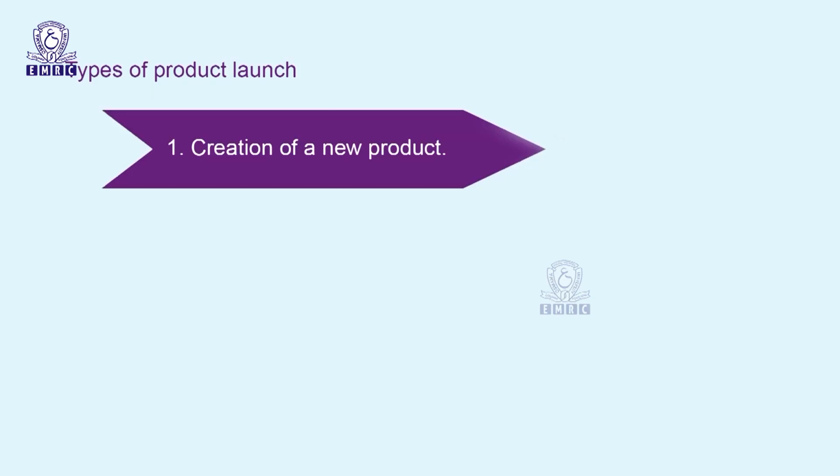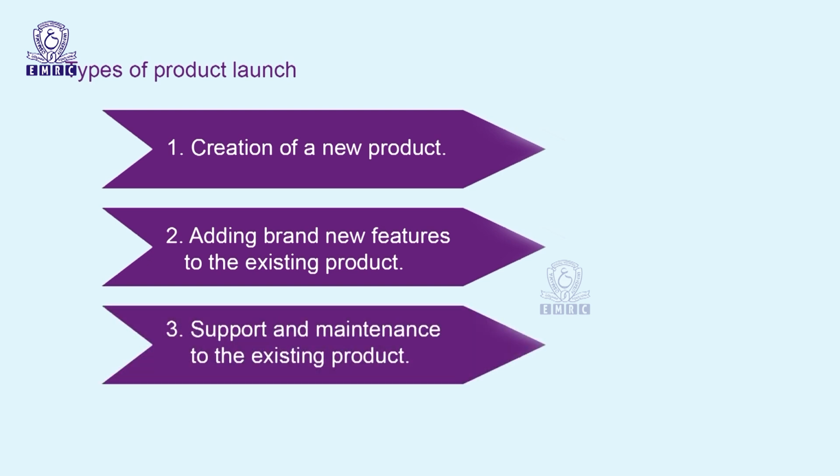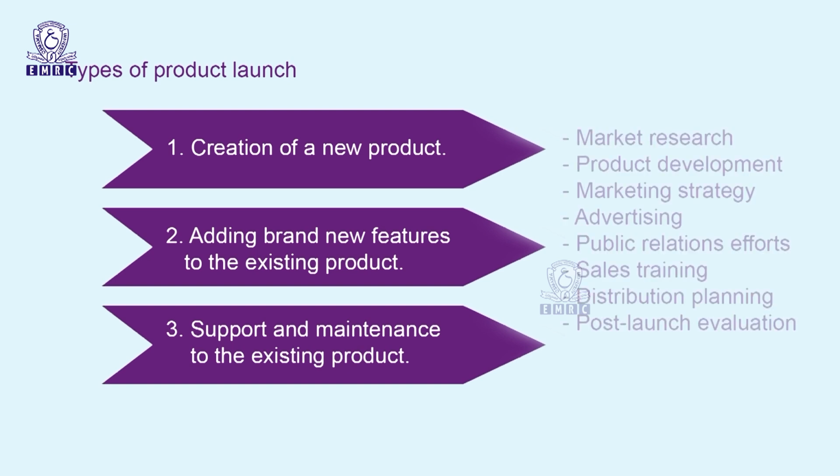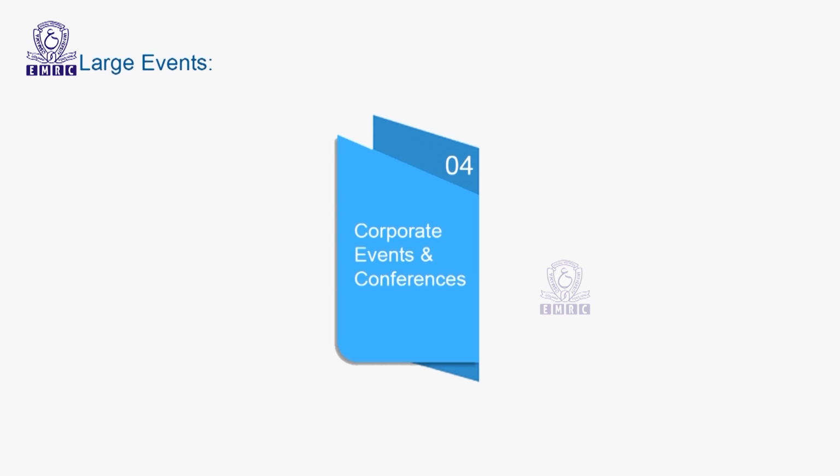There are three main types of product launch according to the specific event. Number one, creation of a new product. Number two, adding brand new features to the existing product. And three, support and maintenance to the existing product. These things result from and aim at market research, product development, marketing strategy, advertising, public relations efforts, sales training, distribution, planning, and post-launch evaluation.